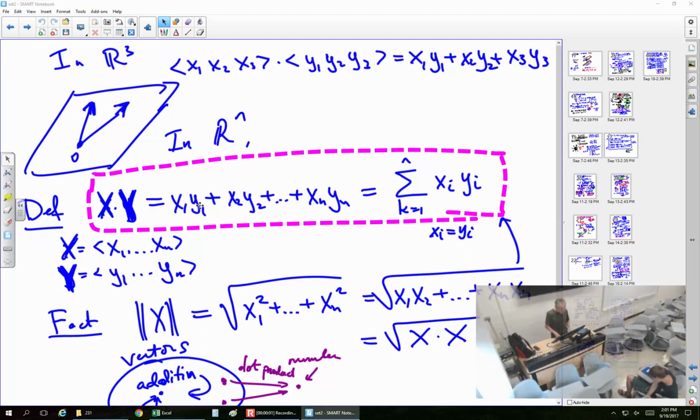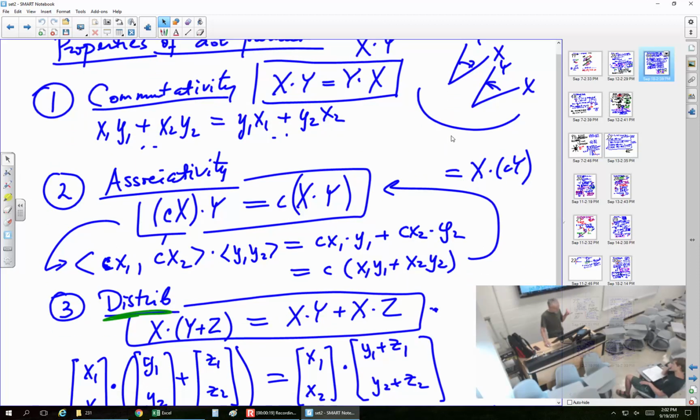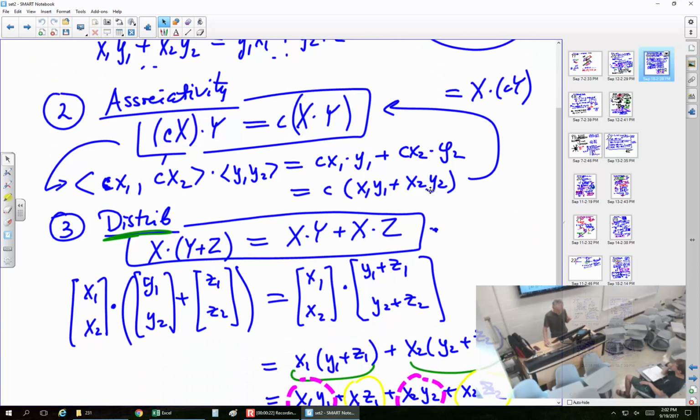So we have been doing properties of the dot product. Okay, so the main algebraic properties are these: commutativity, associativity, and the distributivity.